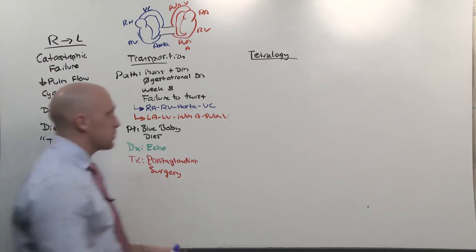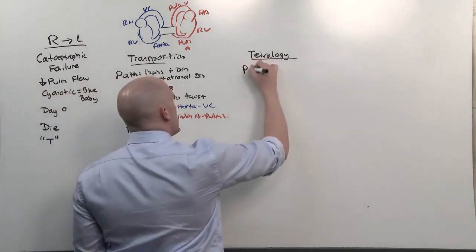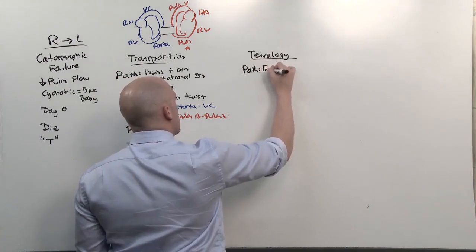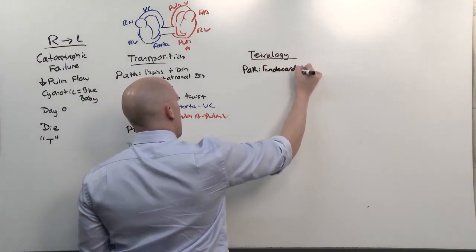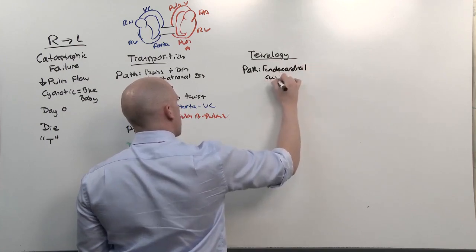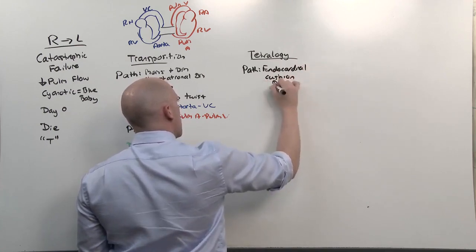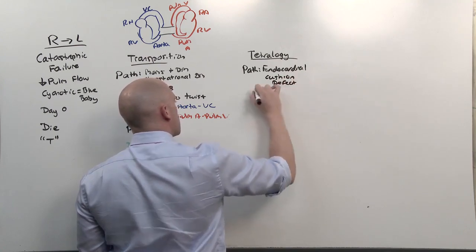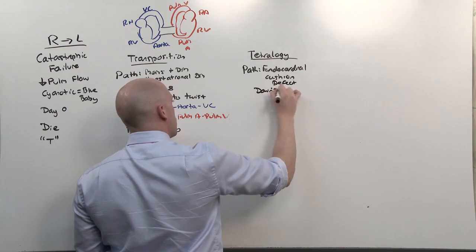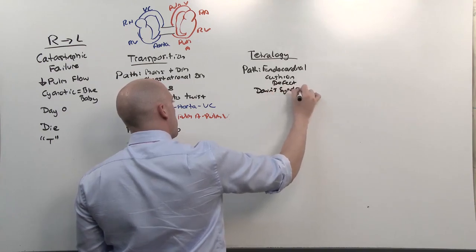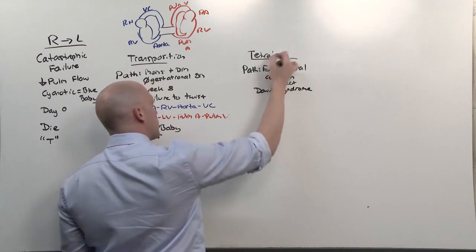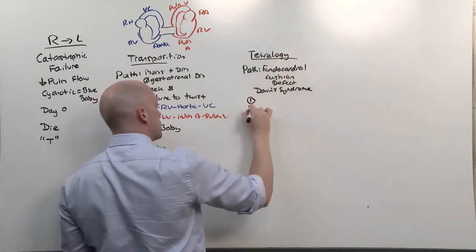Tetralogy of Fallot is an endocardial cushion defect. And more so than a simple VSD, it is associated with Down syndrome. Now it is a tetralogy, so there are 4 pieces to this.